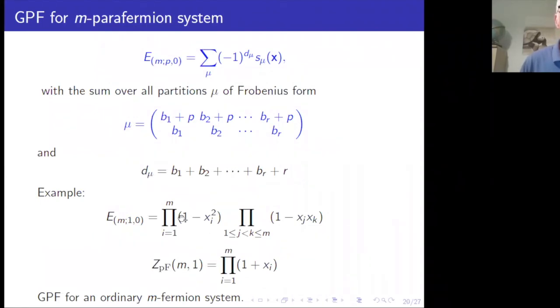Okay. For example, if P equals 1, this expression, you can find it back in some books or papers on S-function series, and then it can be rewritten in the following form. And then the partition function becomes just the product over all 1 plus x_i's, and this is nothing else but the ordinary grand partition function for an M fermion system. So for P equals 1 or P larger than M, you usually find nothing new. It's for the intermediate cases, P between, say, 2 and M, that these expressions are interesting and have, as far as we know, not been constructed before.